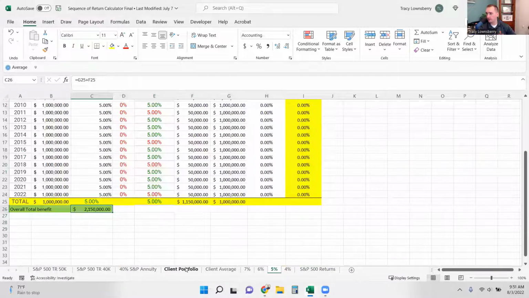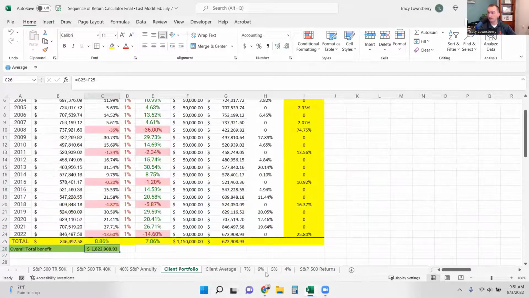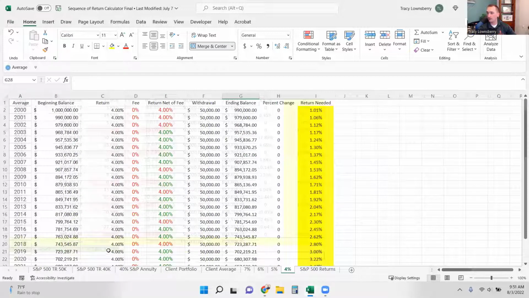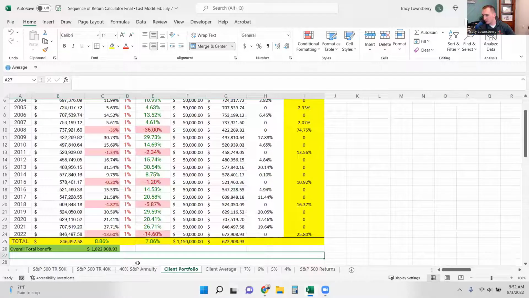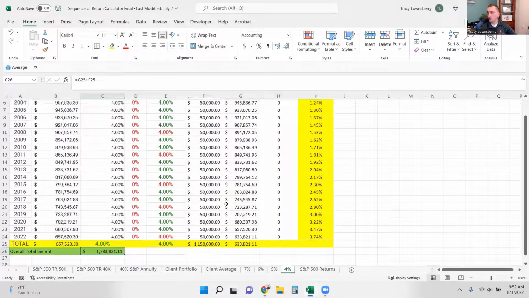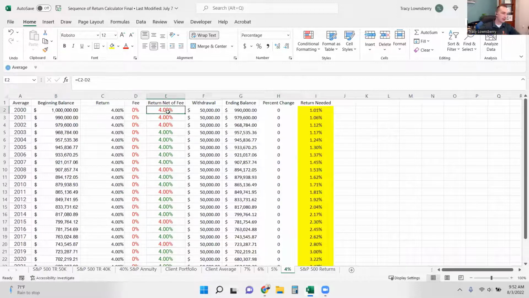2.15 million compared to 1.8 million. How about 4%? Oh, there we go. Finally, and you're within what? 40,000 bucks. 1.78 million compared to 1.822. So 45,000, 44 grand. So somebody out there is getting a 4% return.